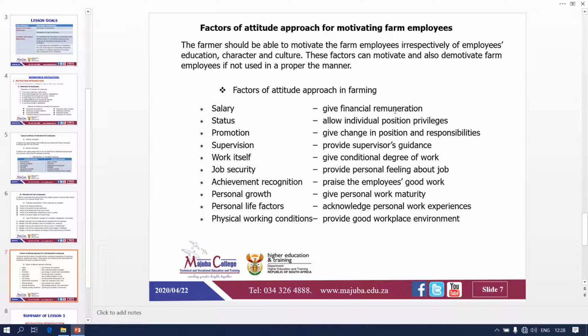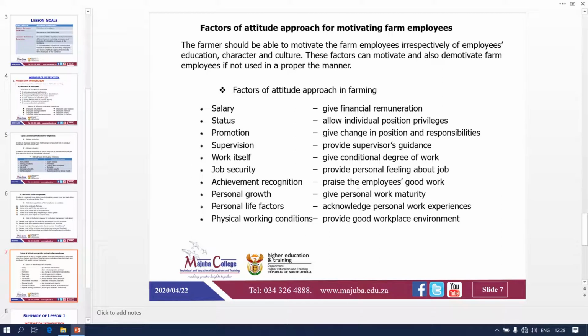You must give financial remuneration to employees. Status, allow individual position privilege. If you're the supervisor, give that space for the supervisor to do his job, not because you are an owner or you're the manager, you just take charge of everything. Give them their status. Promotion, give change in position and responsibilities. Supervision, provide supervisor's guidance. Work itself, give conditional degree of work. Job security, provide personal feeling about the job. Let the employees feel that the job is being protected.